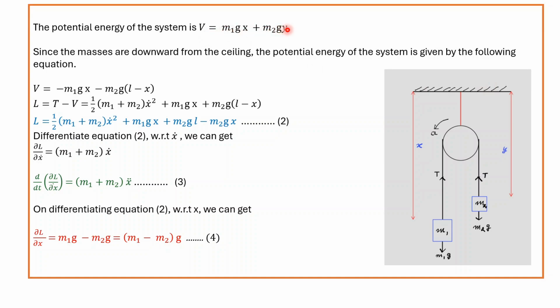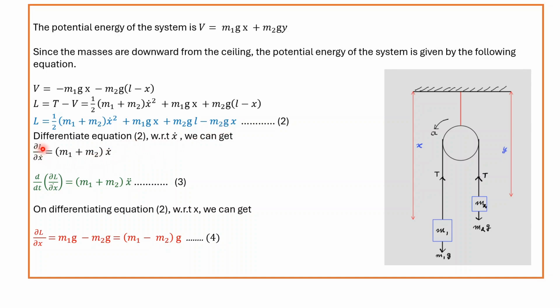Here already we have expressed y in terms of x, y equal to L minus x. So this x is present as such, but we have introduced a negative sign here. y is replaced by L minus x. Here also we have introduced a negative sign, since the masses m1 and m2 are downward from the ceiling. Now L equal to T minus V is half into (m1 plus m2) x dot square plus this term plus the second term. Then multiply this, you get m2gL minus m2g into x.